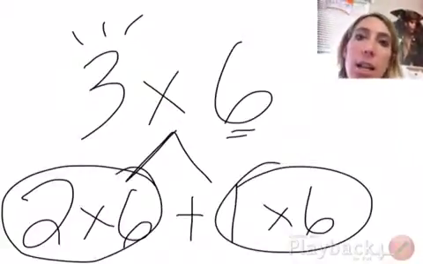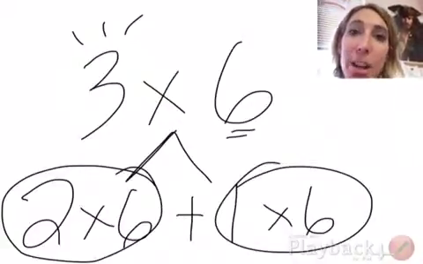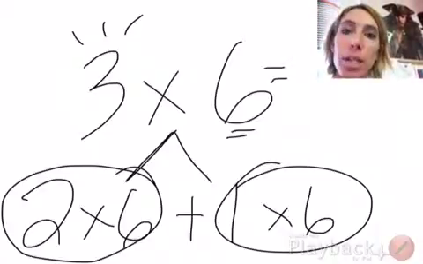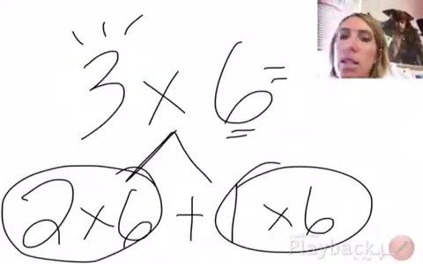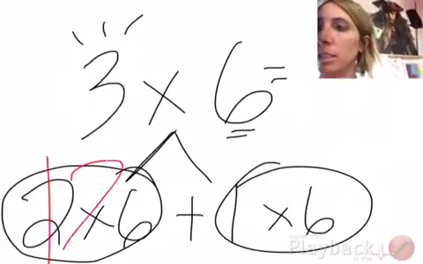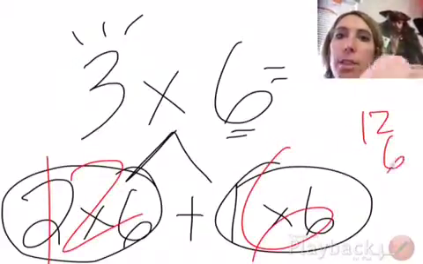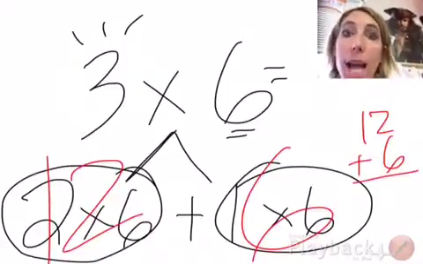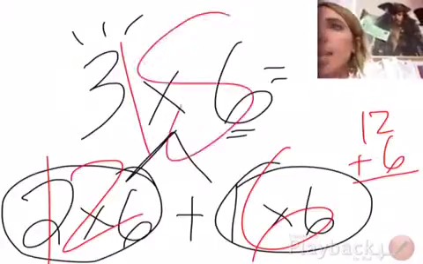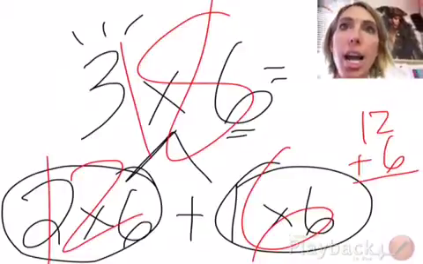So my two multiplication problems, I'm going to add those products together to get my final product of 3 times 6. So 2 times 6 and 1 times 6. And then I add those together and you are at 18 for our product.